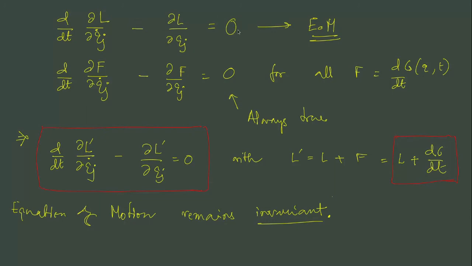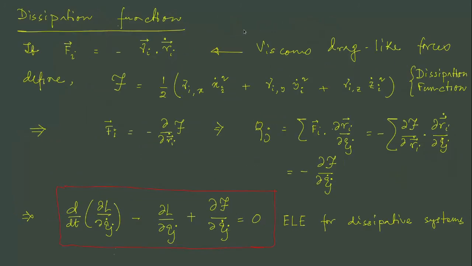For such a Qj, if it exists and if it is a viscous drag like force, then we can define a dissipation function which, after replacement, we bring to the left hand side. It gives us the Euler-Lagrange part of the old equation plus ∂/∂Q̇j of the dissipation function. So this is basically the Euler-Lagrange equation extended to dissipative systems.